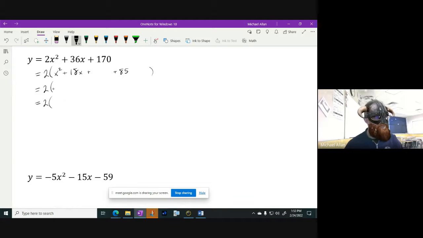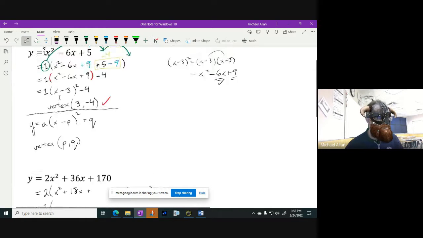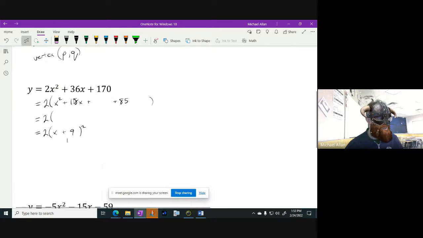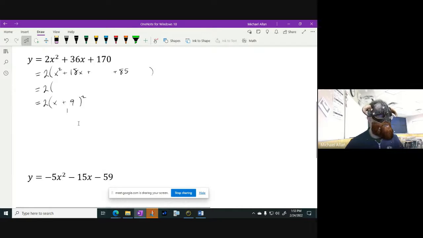So we follow those same steps we had before. Take this middle number here. We divide it by 2. Put it in this spot, including the sign. So like up here, it was -6, it became -3. Here is positive 18, so it's positive 9. That's okay. And then if I were to multiply this out, I would get x squared plus 18x, that's the whole point, plus 81.